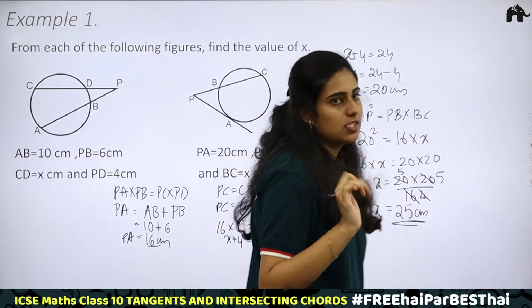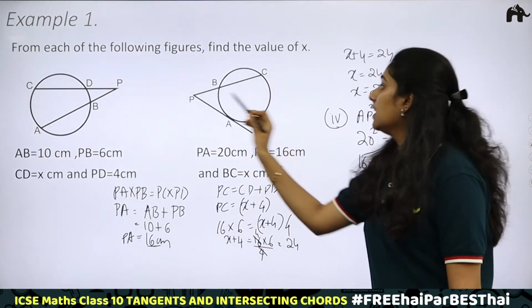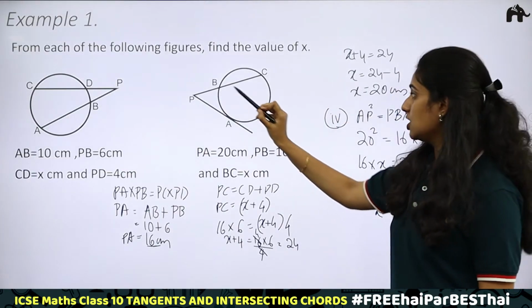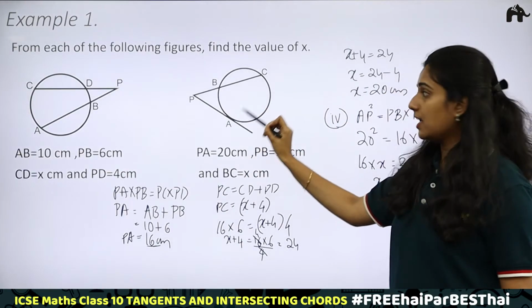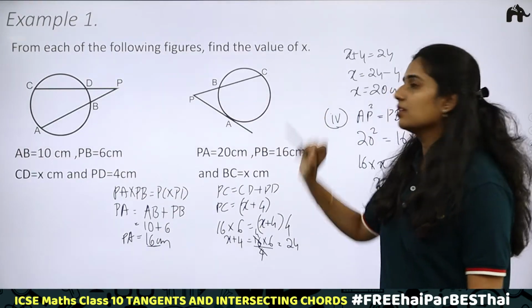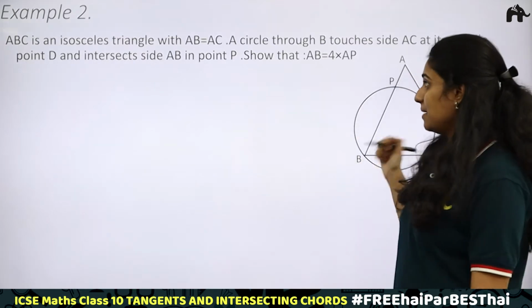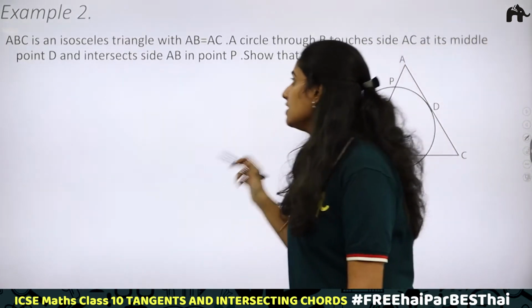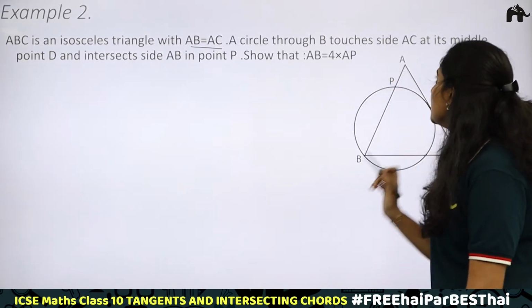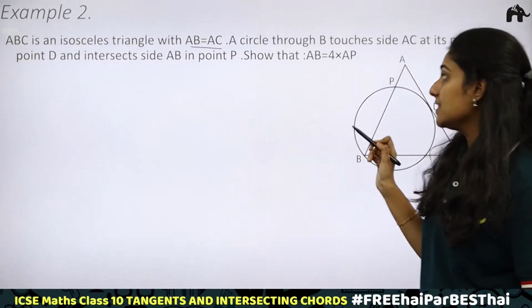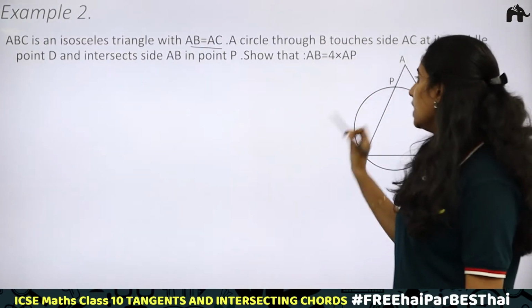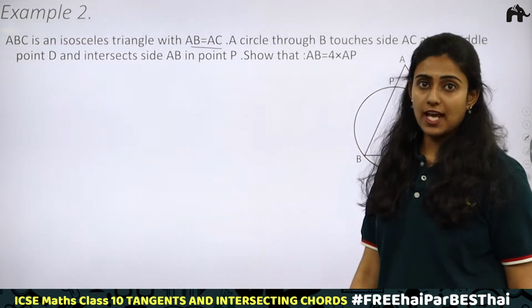Here the theorem used is: the length of the tangent from the point of intersection to the point of contact, squared, is equal to the product of the length of the segments of the chord. Next example. ABC is an isosceles triangle with AB equal to AC. A circle through B touches side AC at its middle point D and intersects side AB in point P. Show that AB is equal to 4 times AP.